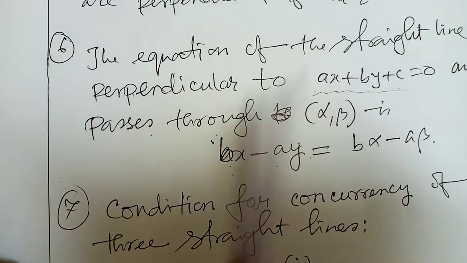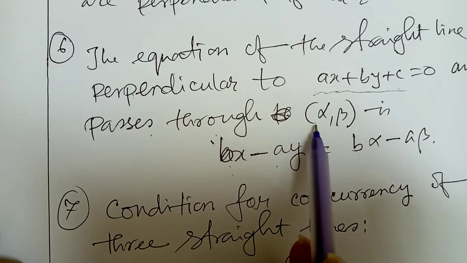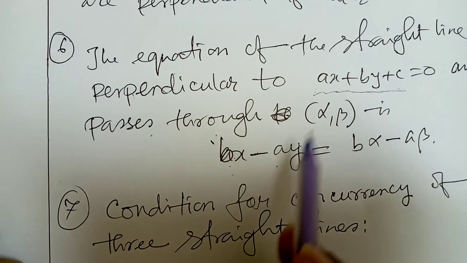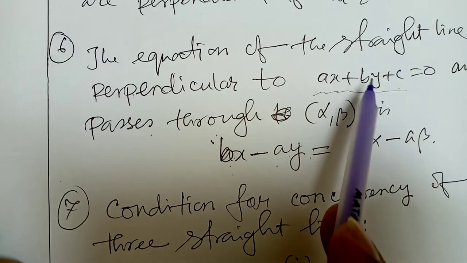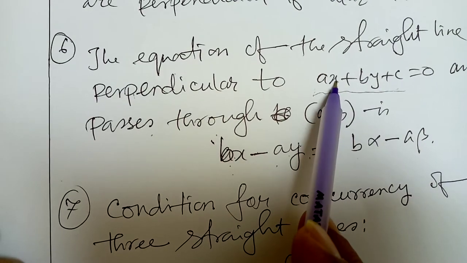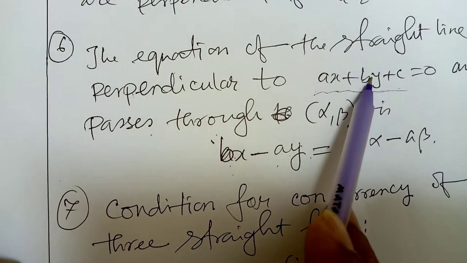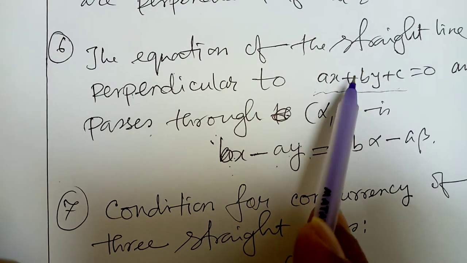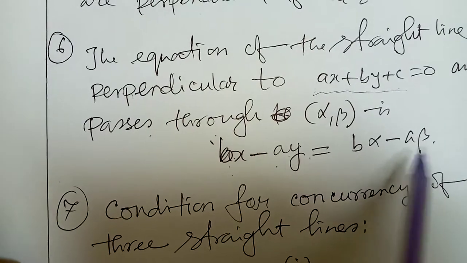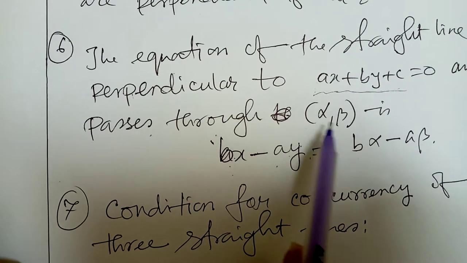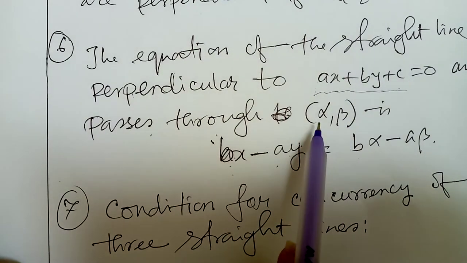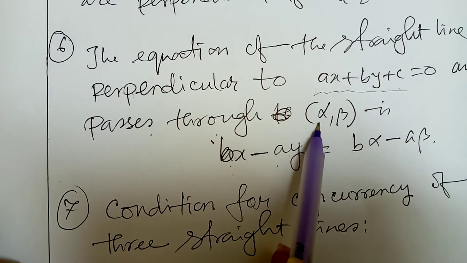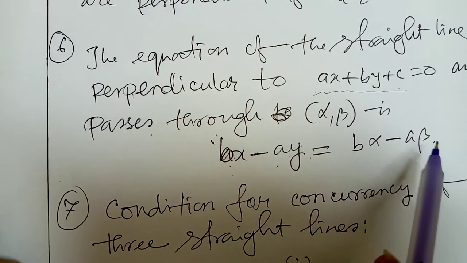So the equation of the straight line perpendicular to this and passing through the point alpha beta is bx minus ay. Before, the coefficient of x was a and the coefficient of y was b, so we exchange them: bx minus ay equal to b alpha minus a beta, because the ordinate is beta and the abscissa is alpha, that's why b alpha minus a beta.